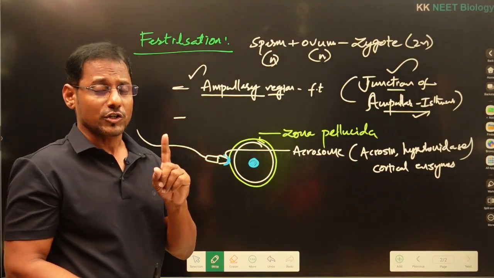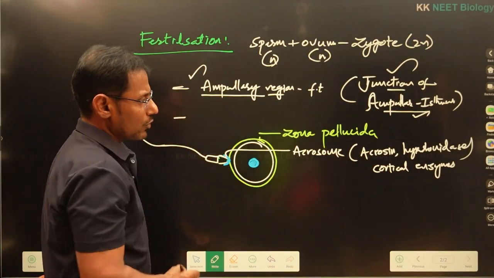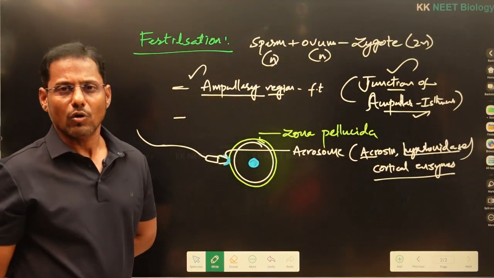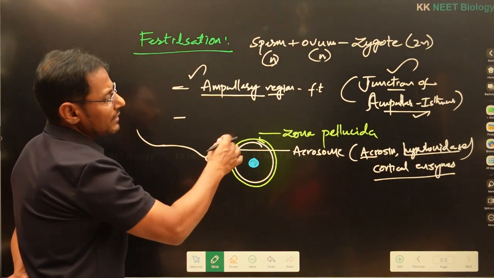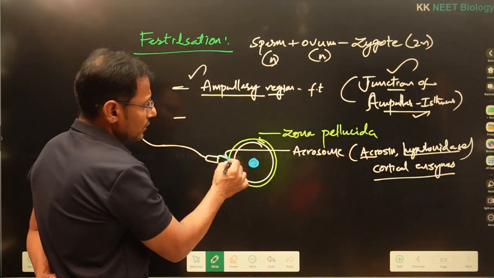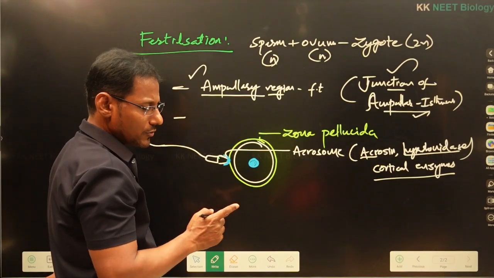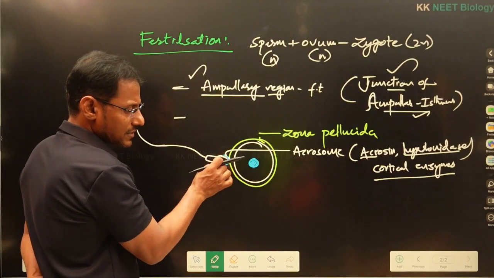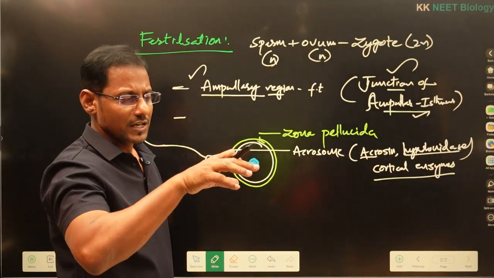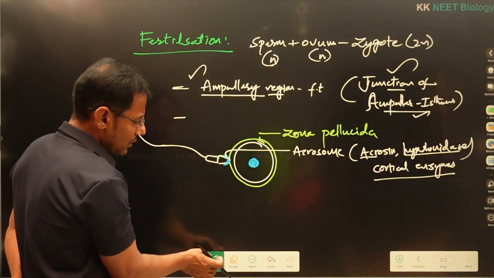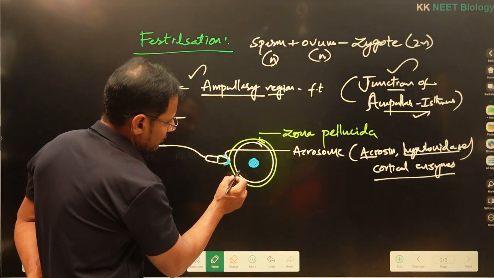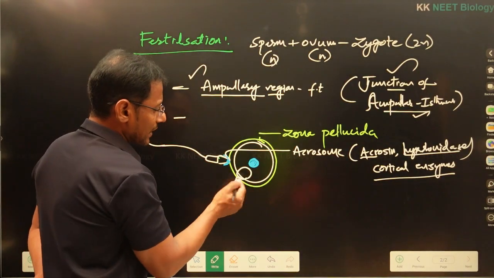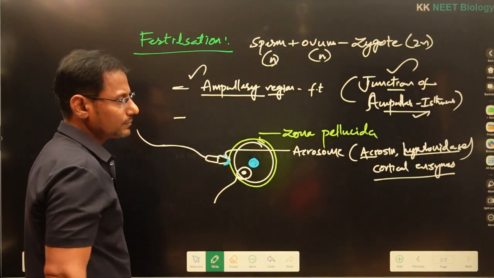One more reaction also takes place. First we'll see this one. This is the acrosome. It has acrosin, hyaluronidase and some cortical enzymes. After releasing these enzymes, they react with the zona pellucida, and this particular area of the ovum is known as the reception cone. From there the head of the sperm is going to enter into the secondary oocyte.